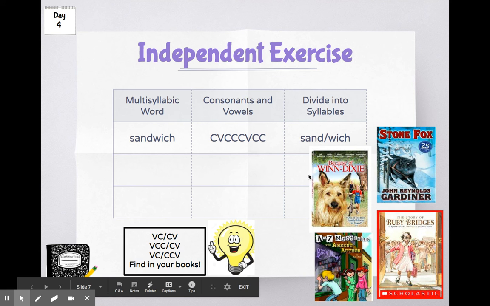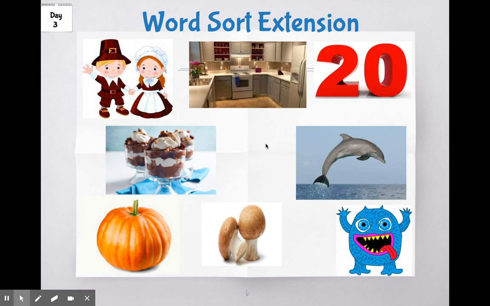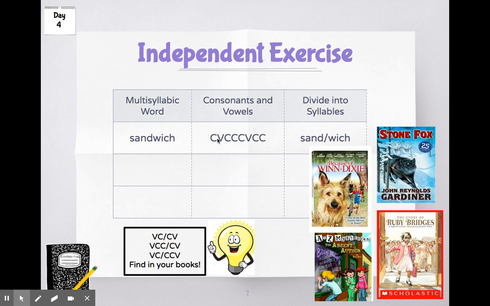So, if I'm reading and I found sandwich, now here they've labeled all your letters, which I think is a good idea because then you would know what you were looking for, where your VCCCV is. And right here in sandwich, it's right here in the middle. So then you're not worried about these consonants over here, or this consonant over here.